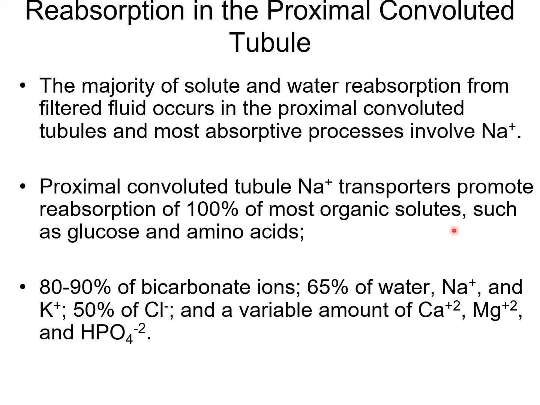So we're going to see 100% reabsorption of glucose and amino acids. We're going to observe huge absorption percentages of electrolytes, bicarbonate, sodium, potassium, chloride, and 2/3 of water. So this is the most active part of the tubular portion of our nephron. Most of the reabsorption happens here.